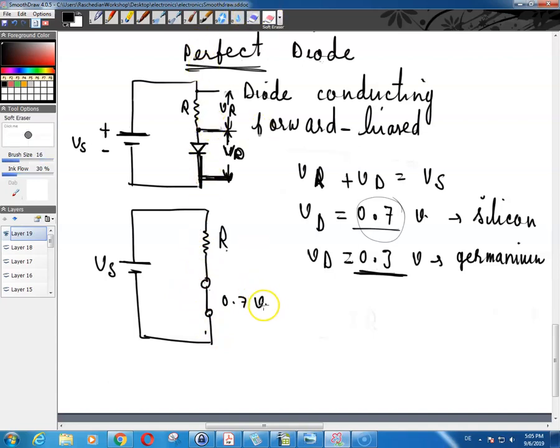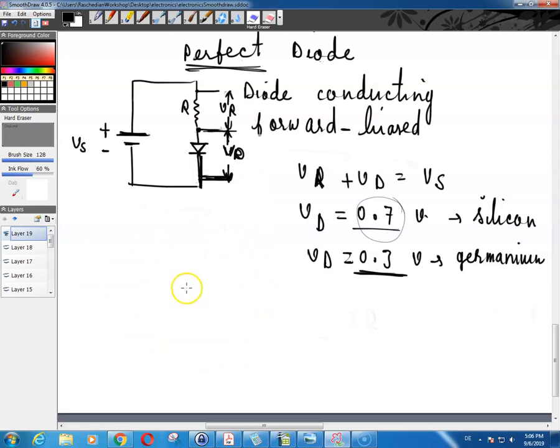And a reverse bias diode, which is to say a diode which is in this orientation, meaning that the cathode is connected to positive and the anode connected to negative, acts as an open switch, meaning that it's not conducting, there is no current going through the circuit. So that's basically what you need to know about reverse biased and forward biased diodes.